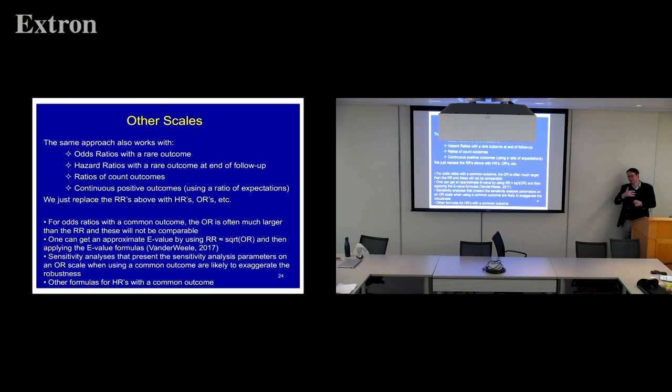So the proposal, if you have fit a logistic regression with a common outcome, would be to take the square root of that odds ratio and the confidence interval, and then apply the e-value formula to get approximate e-values for the risk ratio.